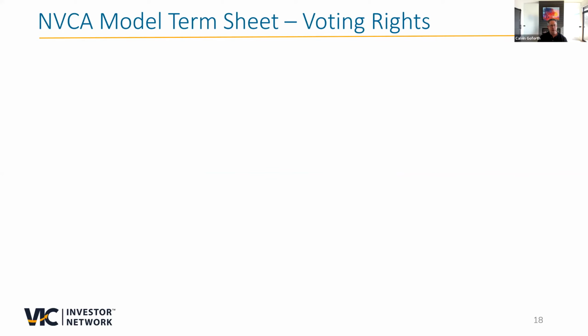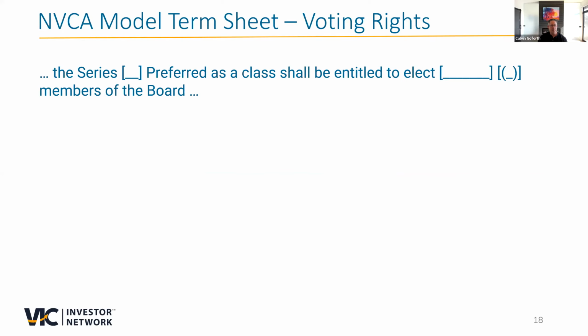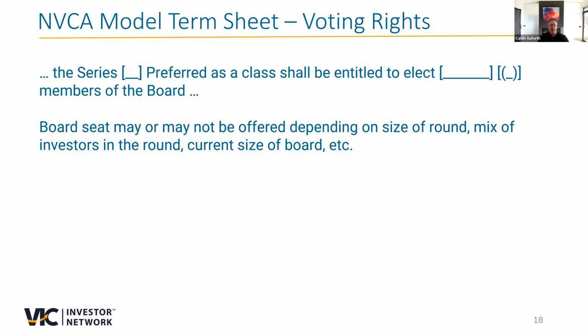All right, some of the other important terms in the NVCA model term sheet are voting rights. For example, you'll see in the term sheet that the Series blank, meaning seed, Series A, Series B, whichever the current series is, as a class shall be entitled to elect X number of members of the board. Now, that board seat may or may not be offered, depending on the size of the round, the mix of investors in the round, whether they already have board representation, the current size of the board, and other factors.